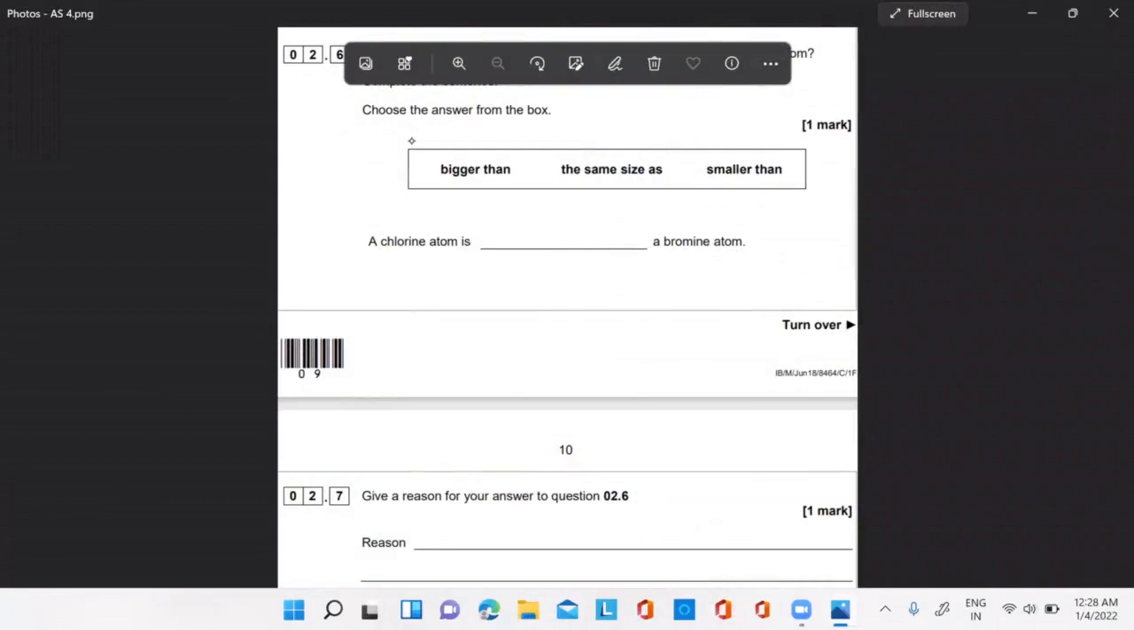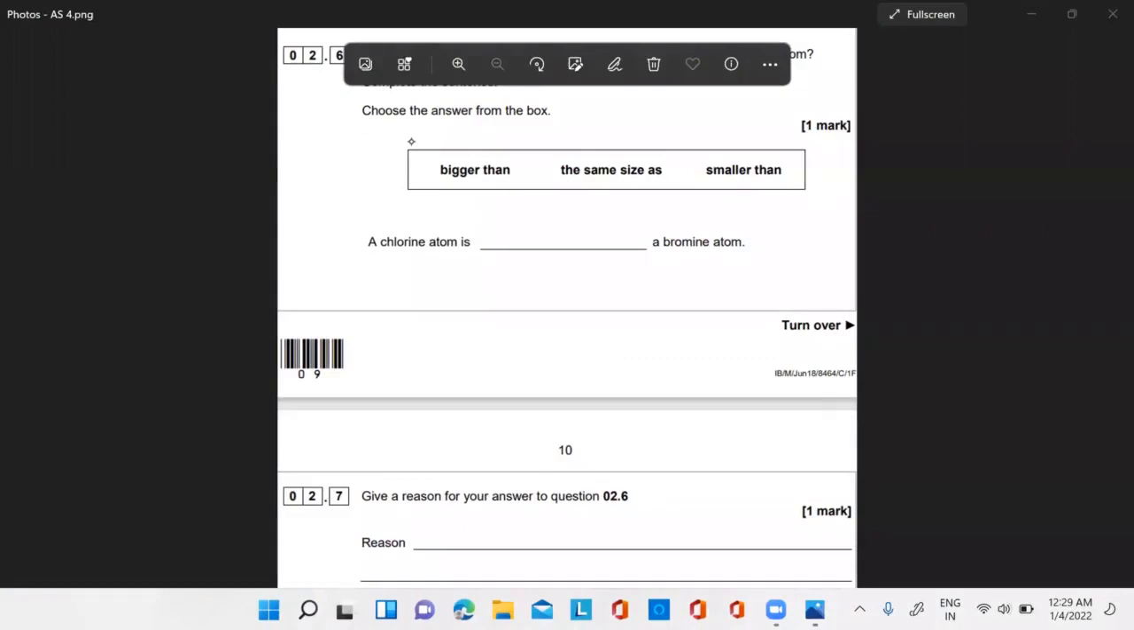From AQA GCSE Combined Science Trilogy, Foundation Tier Chemistry Paper 1F, Thursday 17th May 2018 paper. The question number is 2.6. The first question is: a chlorine atom is dash a bromine atom. So the correct answer is smaller than.